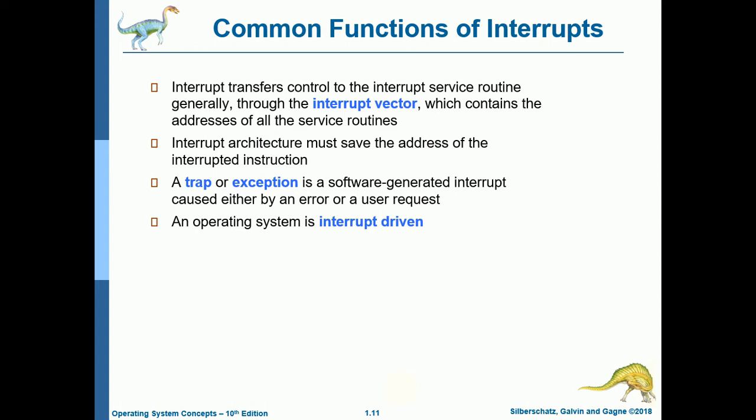So, common functions of interrupts. An interrupt transfers control to the interrupt service routine, generally through the interrupt vector, which contains the addresses of all the service routines. Interrupt architecture must save the address of the interrupted instruction. A trap or exception is a software-generated interrupt caused either by an error or a user request. It does not necessarily mean that if there's an interrupt, there is already an error. It can also be a user request. And then, an operating system is interrupt driven.